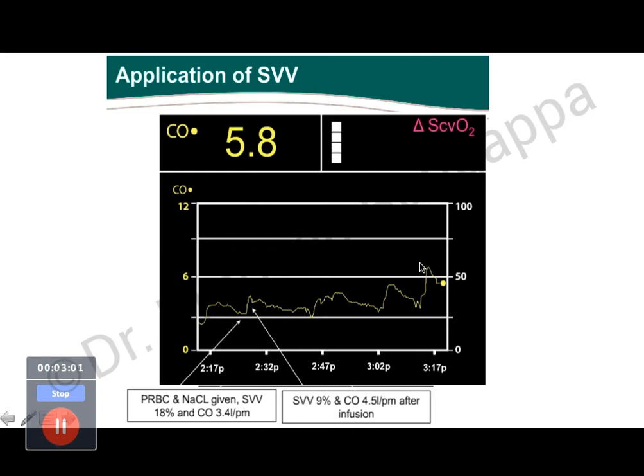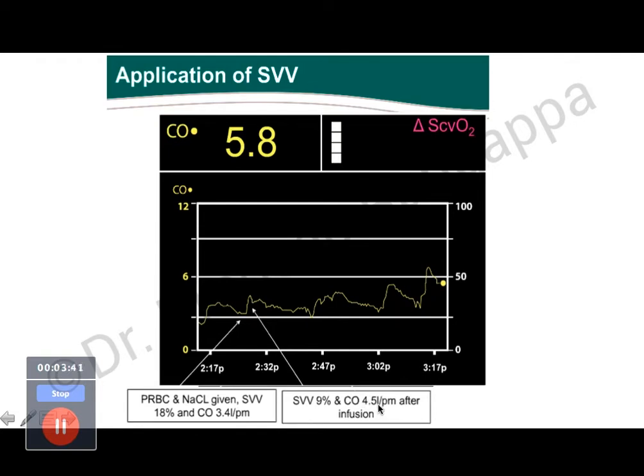When you look at the monitor where you are monitoring stroke volume, obviously it gives cardiac output as well. Here you have a patient where blood pressure and cardiac output are low. Here you see cardiac output is 3.4 liters per minute and stroke volume variation is 18%. Here you give the patient a fluid bolus or a blood transfusion, PRBC with fluid bolus. You would track on the monitor that the stroke volume variation has come down from 18 to 9%, and cardiac output from 3.4 has gone up to 4.5 liters per minute.